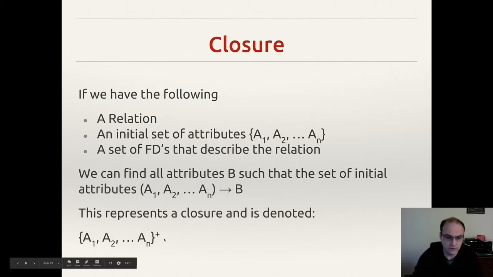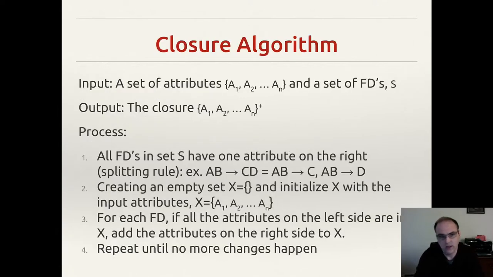And just so you know, the way that we're denoting this here is with the list of attributes and then the plus sign after. That represents that it is a closure. You'll see it when we finish some examples. So let's take a look at the algorithm. As input, we have our set of attributes that we're testing and a set of functional dependencies, which we're going to call S. The output is also going to be a set. It's going to be the closure, and I'm often going to refer to it as X. So you'll see it as we go through here.